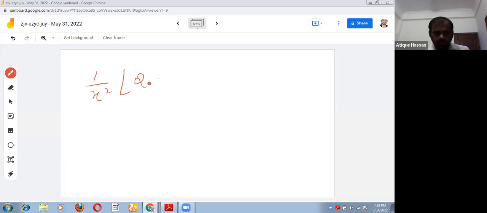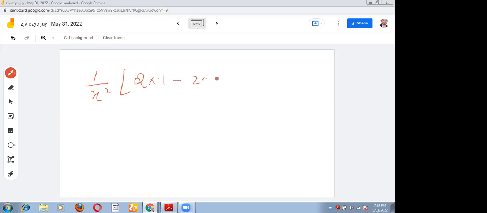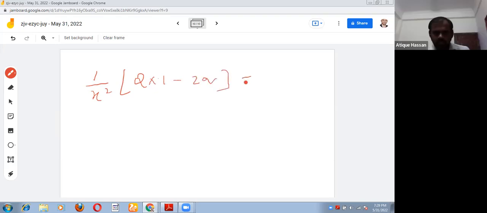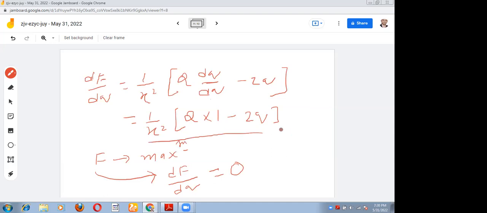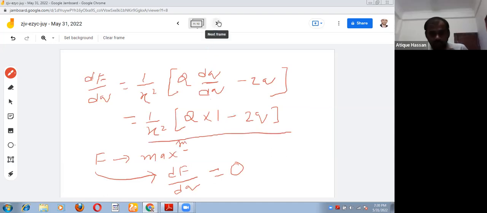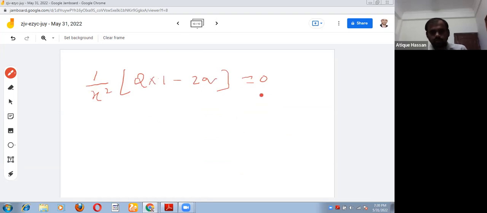By x square q into 1 minus 2q, right? This should be equal to 0. Got it? This was this value. And x square also, q into 1 minus 2q. This should be equal to 0.